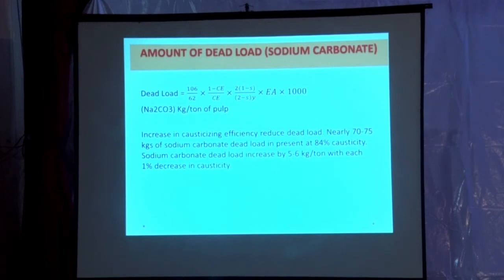And in a calculation made by us in the Indian context, if your causticizing efficiency decreases by 1%, say from 82% it comes down to 81%, 5 to 6 kg per ton of sodium carbonate is increased in the dead load. See the impact, the huge impact. So you have to fix a benchmark for causticity also, so that your dead load is in control.